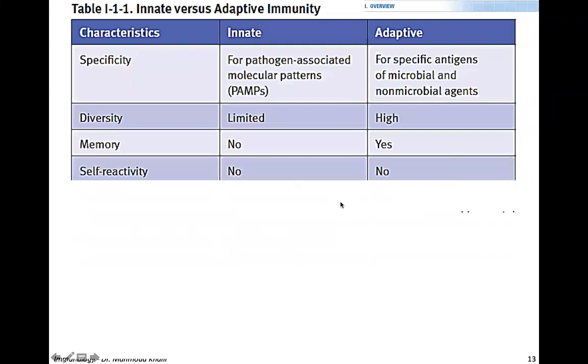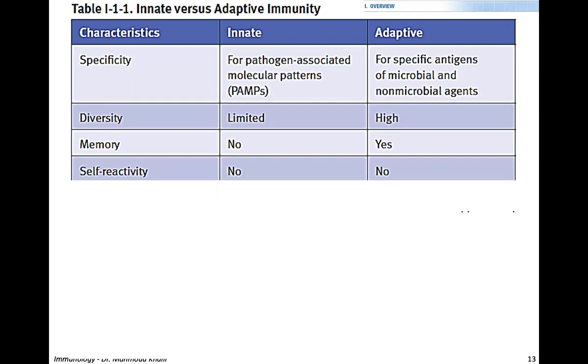So let's see now, majorly, what is the difference between the innate and the adaptive immunity? Concerning specificity, the innate responds to pathogen-associated molecular patterns, which are called PAMPs. We'll understand later what the PAMPs are, okay? That's a signature for any pathogen, such as lipopolysaccharides. It's a lot of different molecules that trigger the innate immune system. While the adaptive is a specific branch of the immune system for microbial and non-microbial agents.